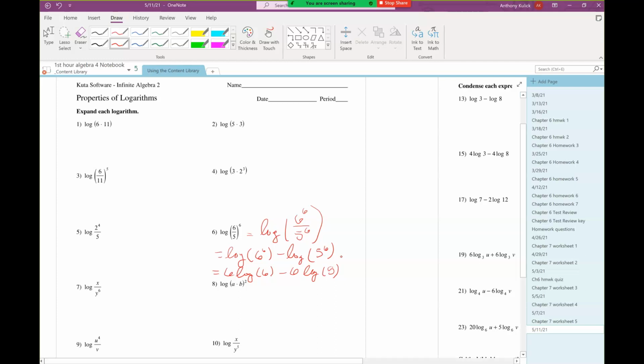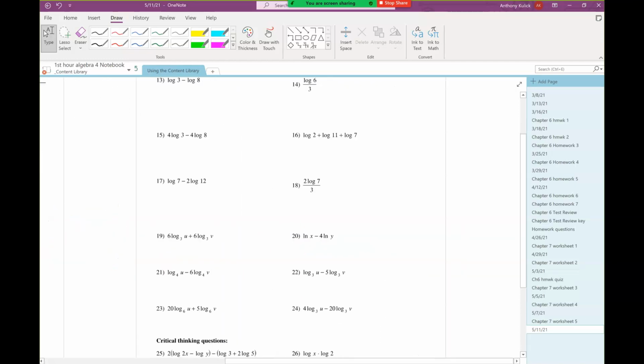Can you do one from the other side? Yeah, which one do you want to do? 16 and 18 messed me up, so you can do either. Or 23. 23? Yeah.